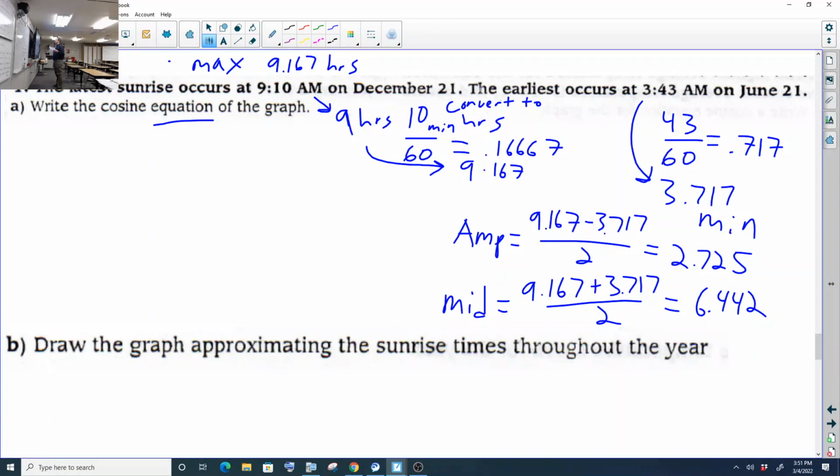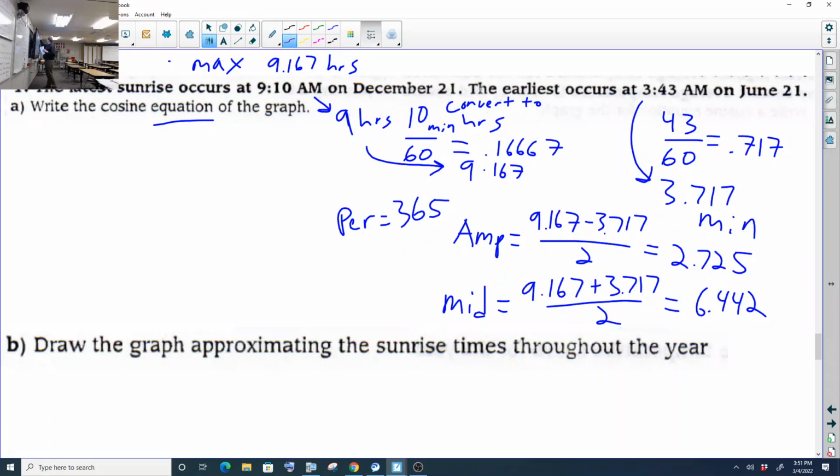Now we just need the period. Well, the period is going to be one full cycle, right? And since we're doing December 21st and June 21st, that means we're talking about days of the year. And so that means our period, if it's going to be days of the year, will be out of 365 days.